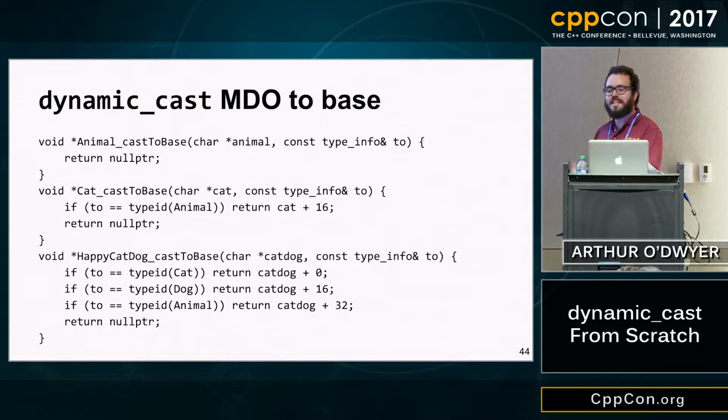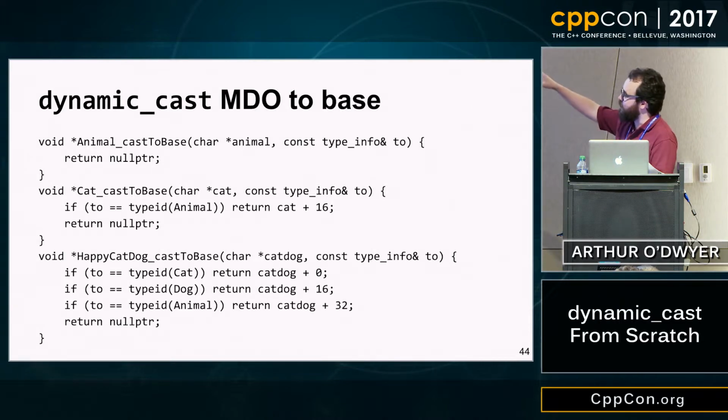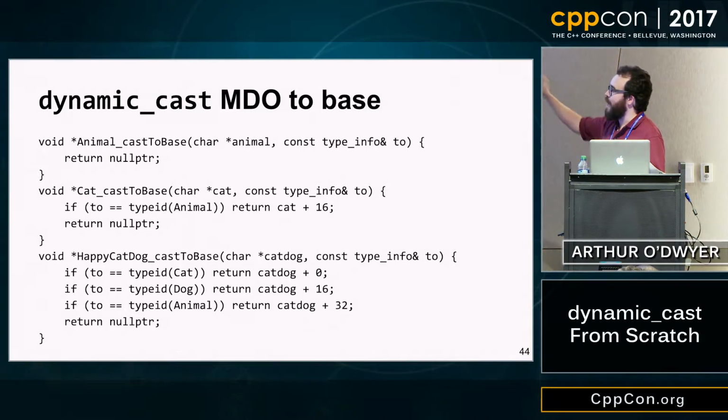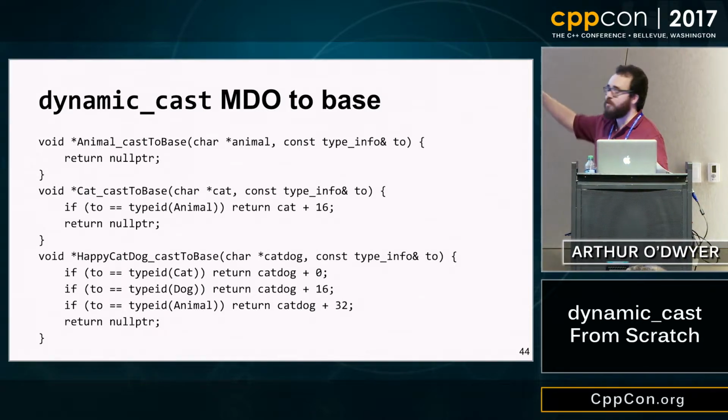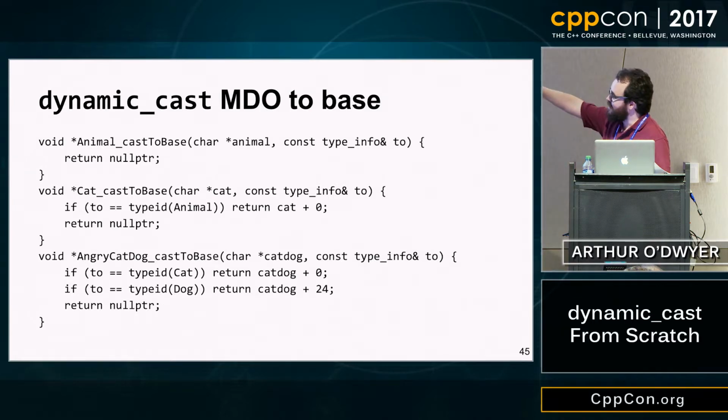This, coincidentally, is exactly the behavior I want from dynamic_cast. This is also exactly the behavior I want from catch. What's the difference here? Oh, this is a happy cat dog. So it has one animal subobject. So if you ask the happy cat dog for its animal base, it will give you its animal base because it is an animal. The angry cat dog with non-virtual inheritance has two animal subobjects. So the angry cat dog is not an animal. And if you ask it for its animal subobject, it doesn't know about it. It's going to give you null in that case.